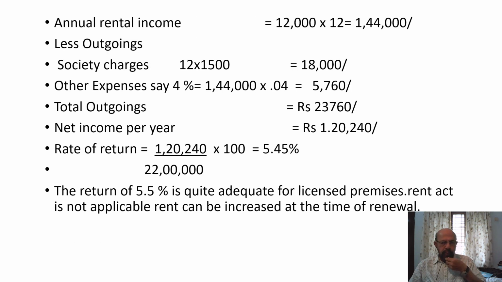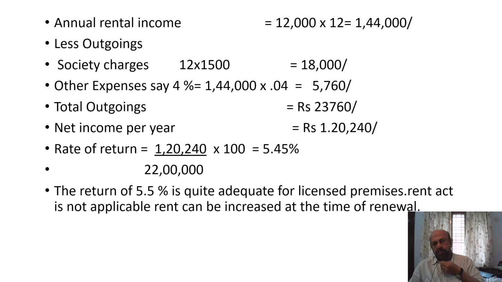Solution. Annual rental income is equal to 12,000 into 12 is equal to 1,44,000. Less outgoing. Society charges 12 into 1,500 is equal to rupees 18,000. Other expenses, say 4%, is equal to 5,700. Total outgoing is equal to 23,760.